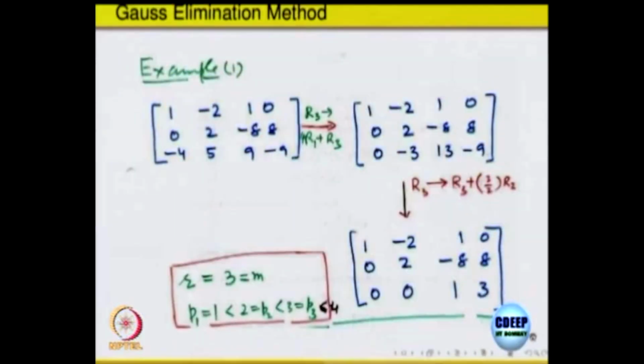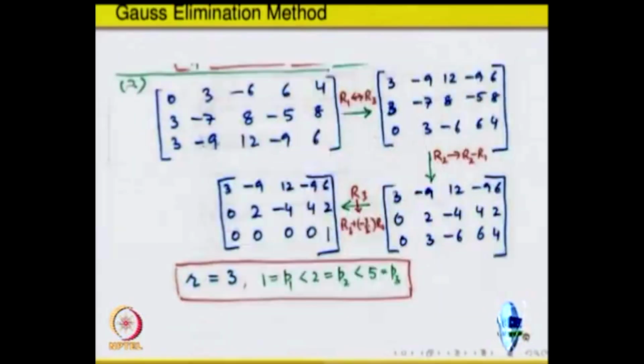Let us go a step further. Let us look at one more example. Okay, so for example here, the first row is 0, 3, minus 6, 6, 4 and so on. Now obviously I have got a 0 here, right? I would like to make the zeros at the bottom. So the first step should be to shift it to the bottom.